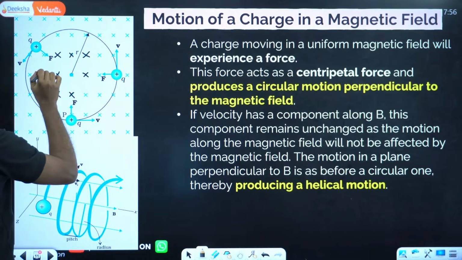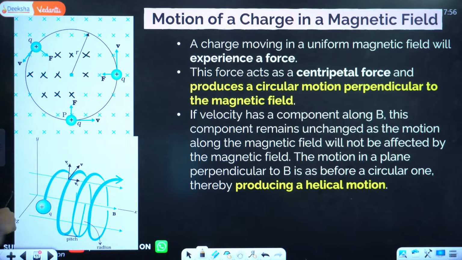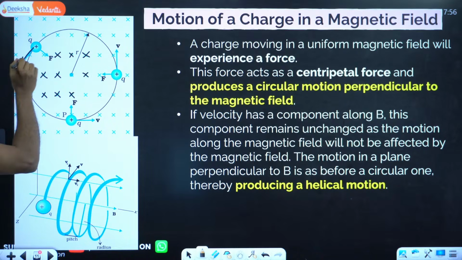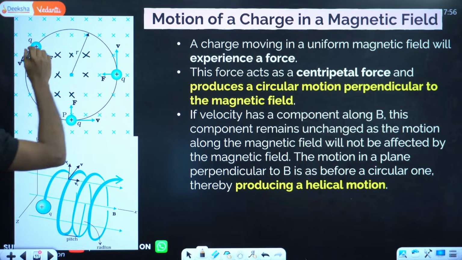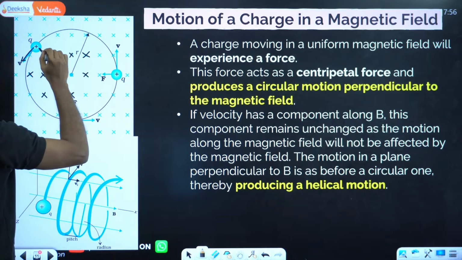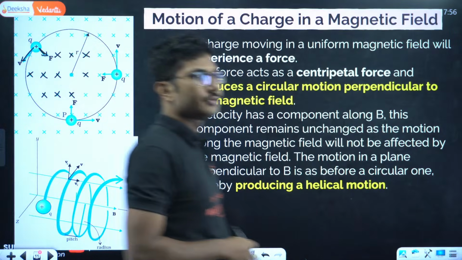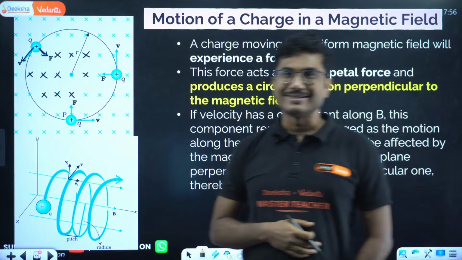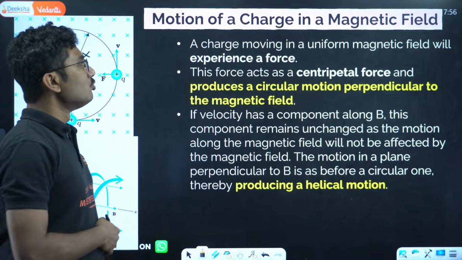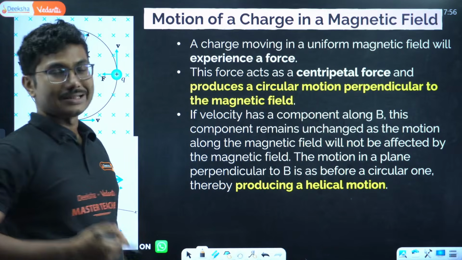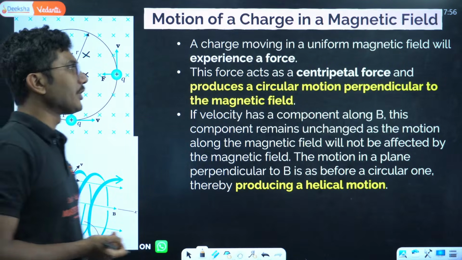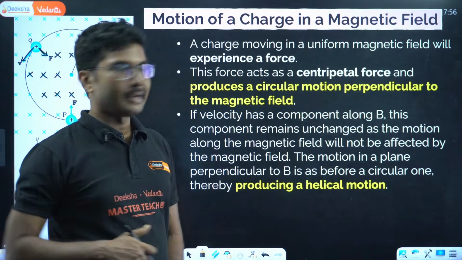As I mentioned, cross refers to into the paper. So the magnetic field is into the paper. Okay, the particle is moving along this. So V, first you have to point V, then B. So this will be the direction of the force, and that force is considered to be a centripetal force, and because of this centripetal force, the particle will move in a circle. So a charge moving in a uniform magnetic field will experience a force. This force acts as a centripetal force and produces a circular motion perpendicular to the magnetic field.